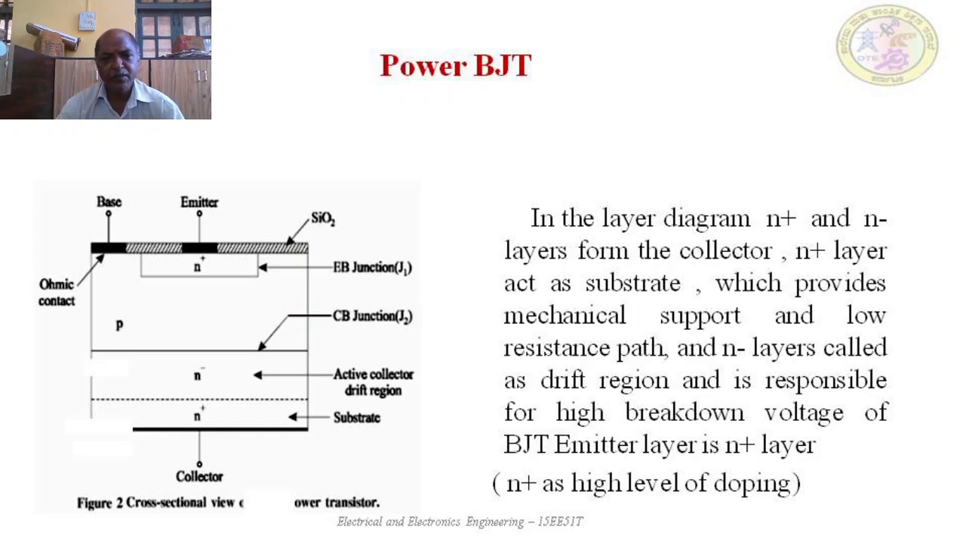The main purpose of providing this extra layer in the power transistor is that it is responsible for the high breakdown voltage of the transistor, because power transistors have to operate at higher voltage, so they have to withstand higher reverse voltage. Because of that reason, to withstand higher voltage, one extra layer, an N minus layer, is provided in case of an NPN transistor, and that layer is called a drift region.